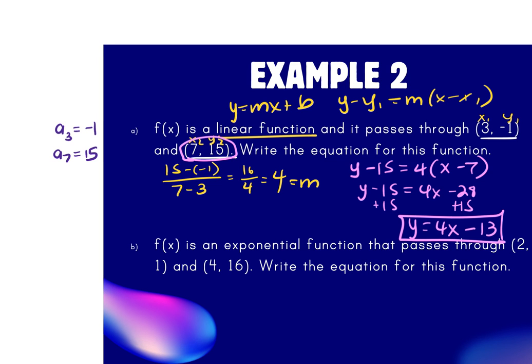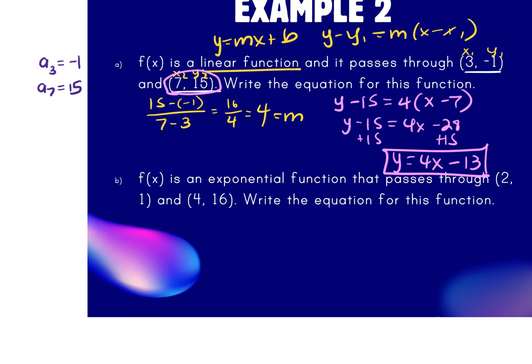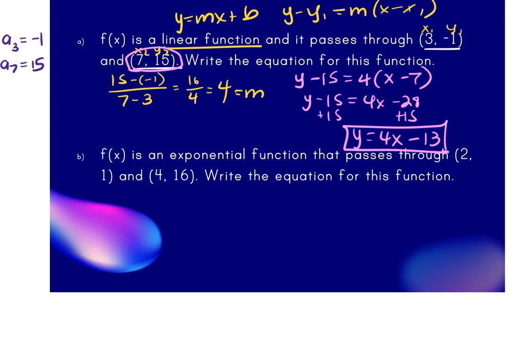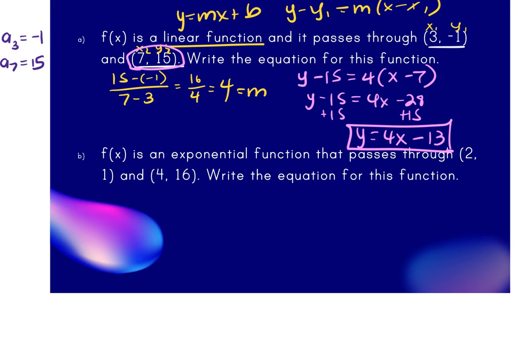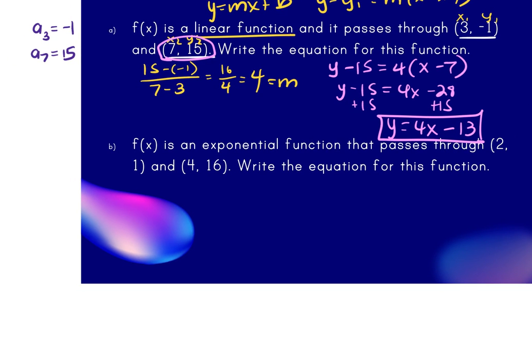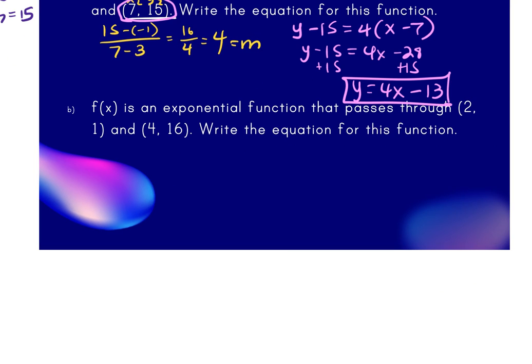Okay, so now B says f of x is an exponential function that passes through 2, 1, and 4, 16. Write an equation for this function.